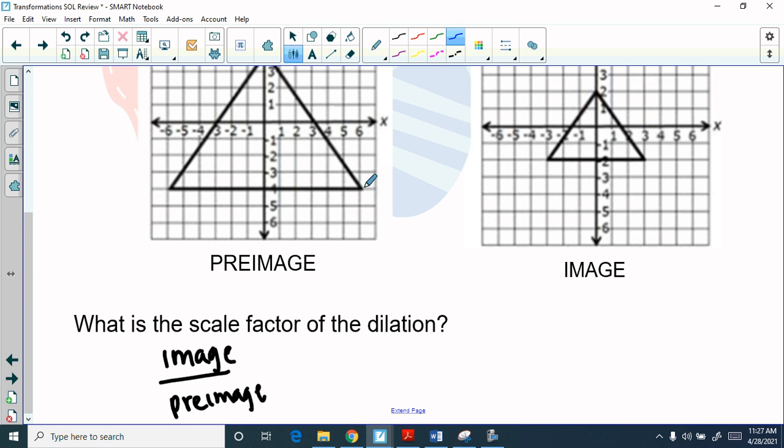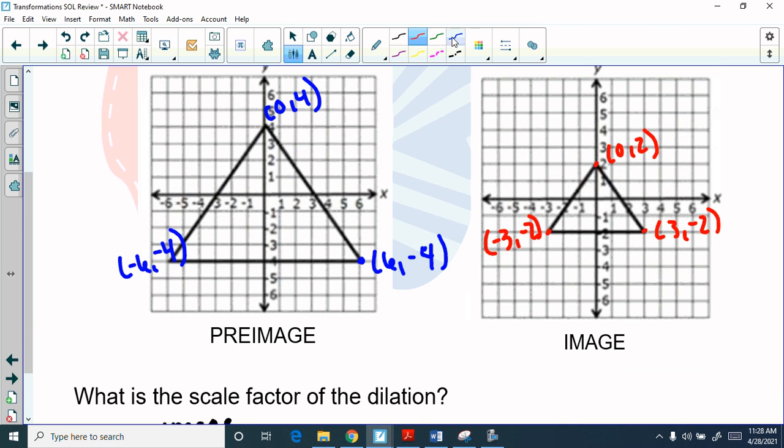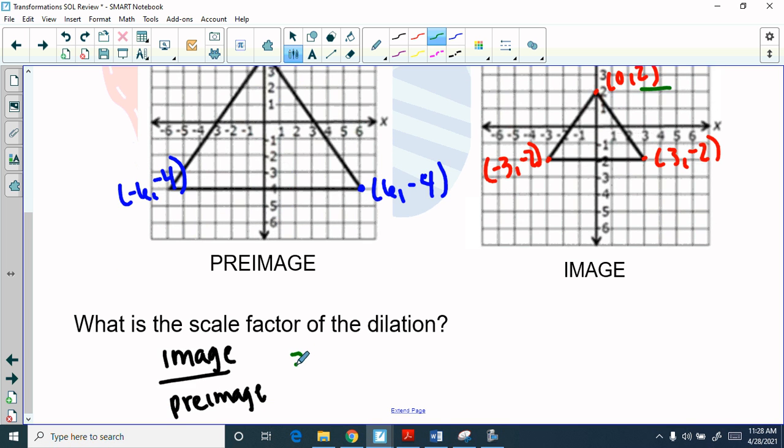So in order to do this, what I'm going to do is find my points on my graph. So I've got 6, -4, -6, -4, and 0, 4. And then on the image here, we've got 0, 2, 3, -2, and -3, -2. So I'm going to pick a point. I'm going to pick 4 and 2, and I'm going to put the image over the pre-image, so 2 over 4, and our scale factor would be a 1/2.